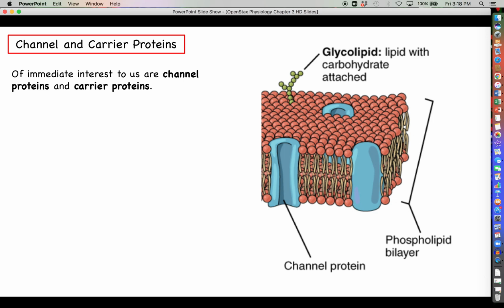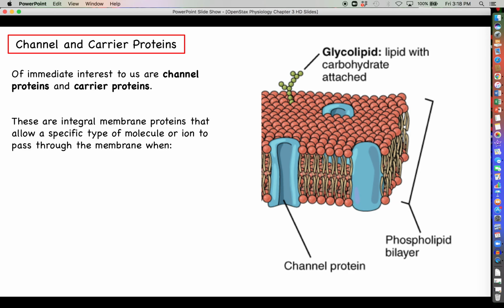Okay, so specifically for this chapter, we want to focus our attention on channel and carrier proteins, because these are the types of membrane proteins that act specifically in membrane transport, the movement of molecules from one side of the membrane to another. So these are integral membrane proteins that allow a very specific kind of molecule, or an ion, which is technically an atom and not a molecule, to pass through the membrane under a set of circumstances. Number one, that protein has to be open.